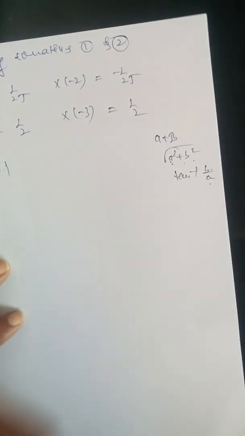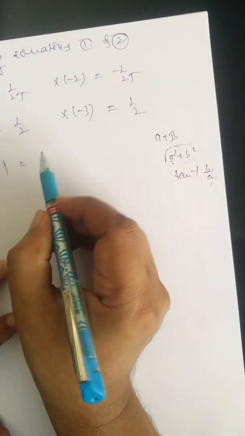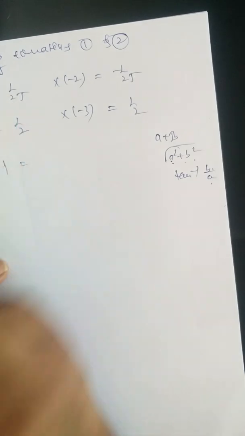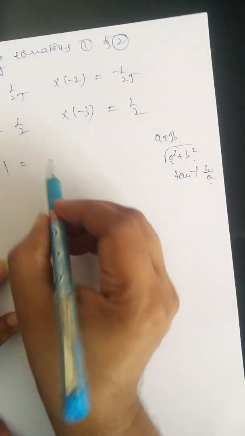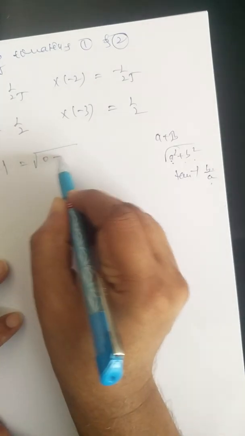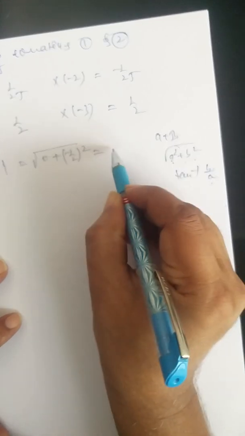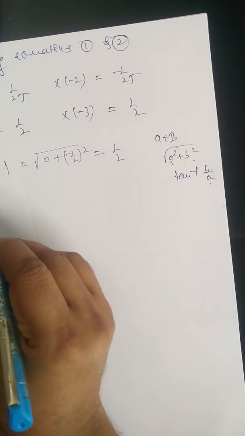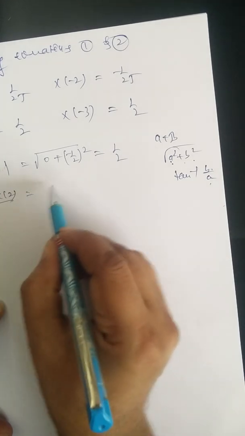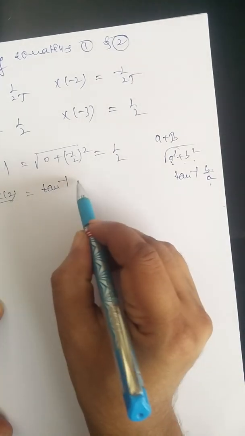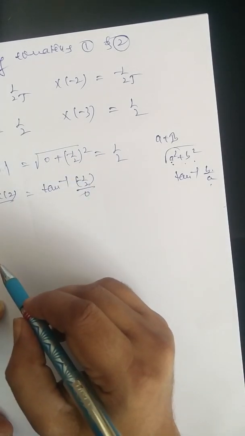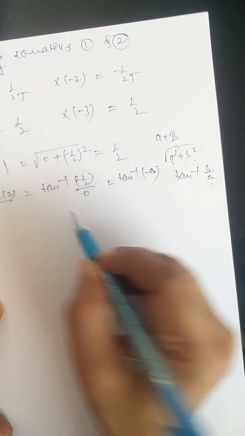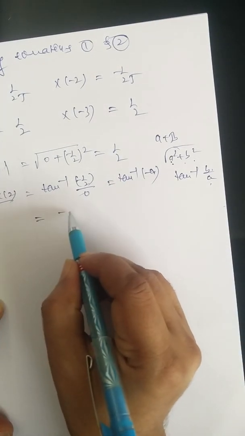When you take X of 2, you can write this as minus j by minus j into 1 by 2, so the imaginary part is minus 1 by 2 and the real part is 0. Its magnitude will be the root of 0 plus minus 1 by 2 whole square, the answer is 1 by 2. Similarly, its phase, the angle of X of 2, is tan inverse of imaginary part by real part. The imaginary part is minus 1 by 2, the real part is 0, so the answer is tan inverse of minus infinity, which is minus pi by 2.